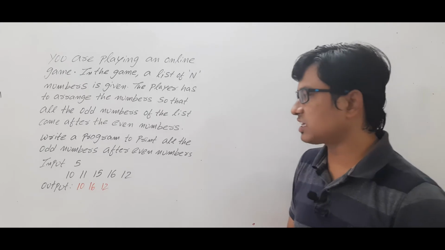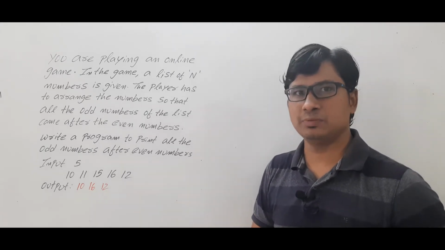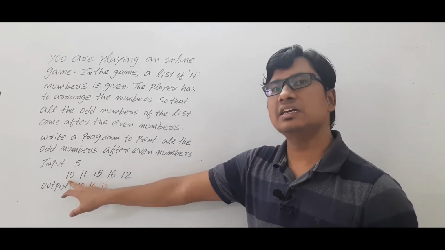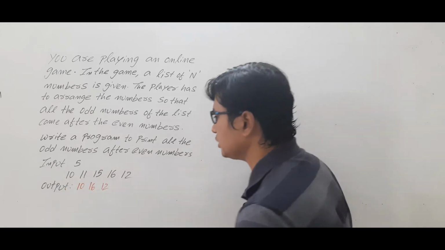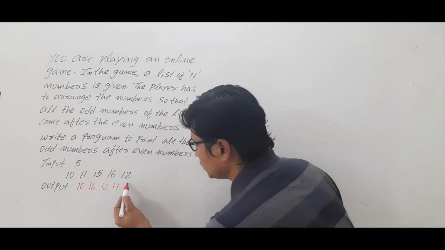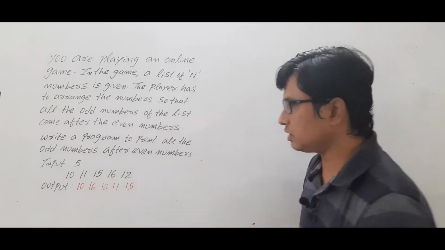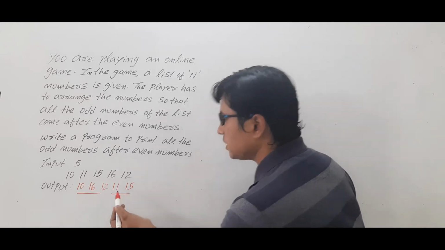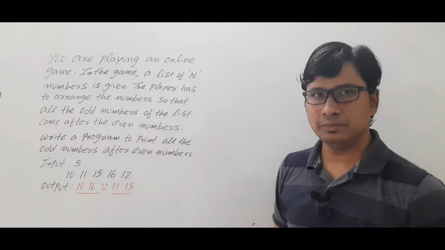Then again I will scan. All the even numbers have been displayed. Now I have to display the odd numbers. Again I will scan from the starting. 10 is an even number, so I should not display. 11 is an odd number, now I should display. Then 15 is again an odd number, I should display. 16 is an even number, I should not display. 12 is an even number, I should not display. So first you have to display all the even numbers, then you should display all the odd numbers. So this is the output they want from you.